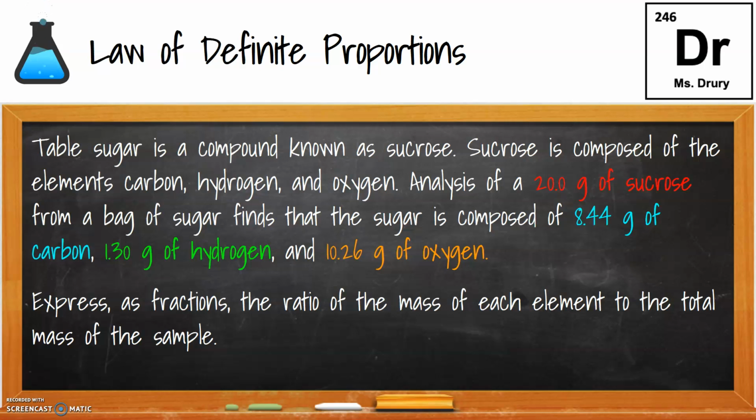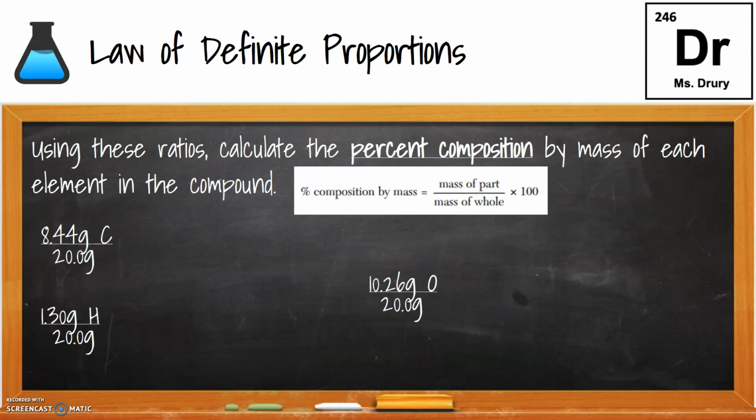Expressed as fractions, the ratio of the mass of each element to the total mass. So what we're going to do is say that the carbon was 8.44 out of a total of 20. The hydrogen was 1.3 out of a total of 20. And the oxygen was 10.26 out of a total of 20. Taking those numbers, we're going to talk about percent composition by mass.